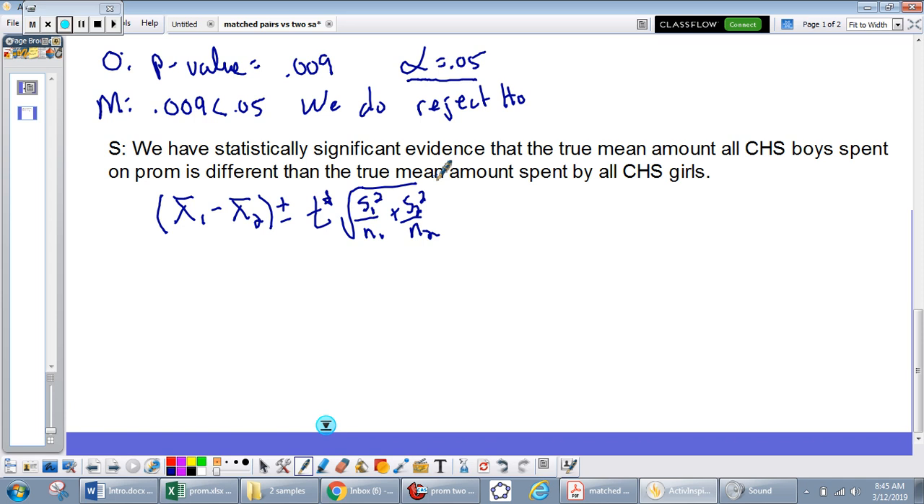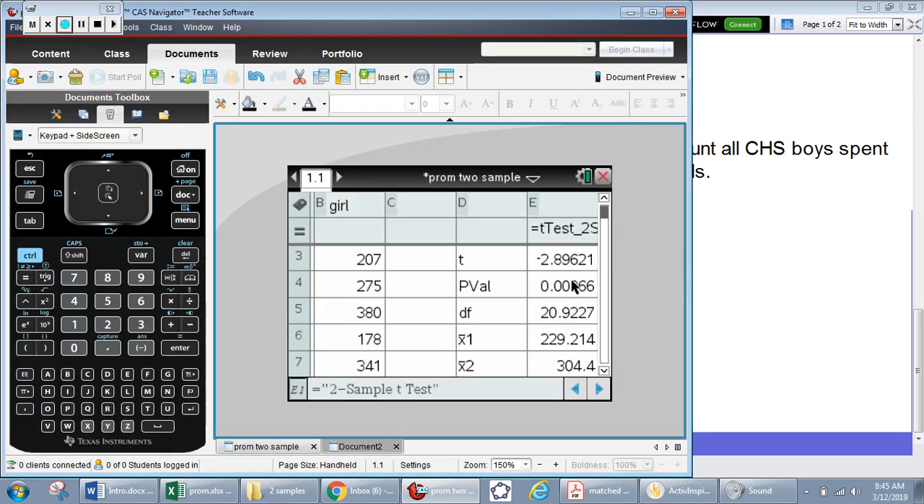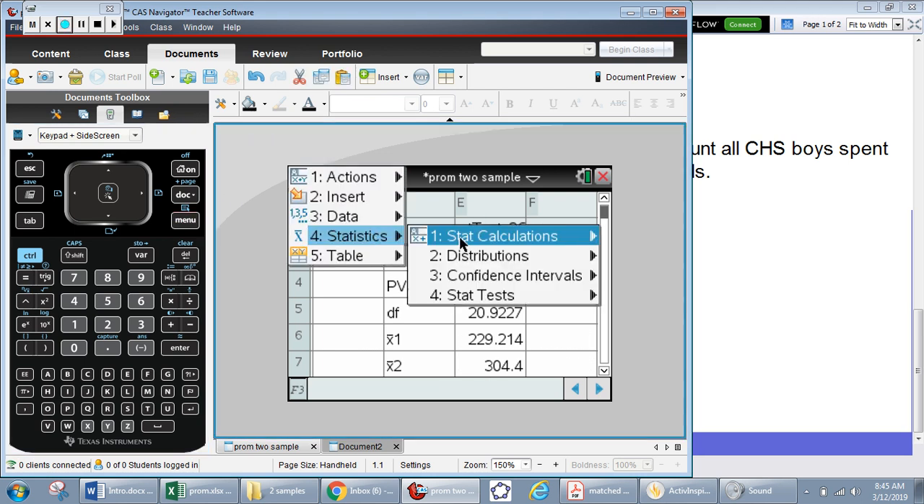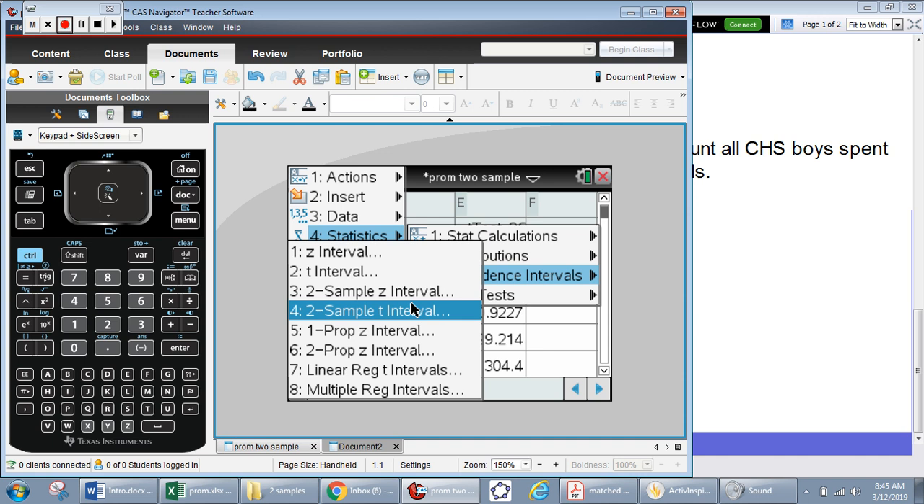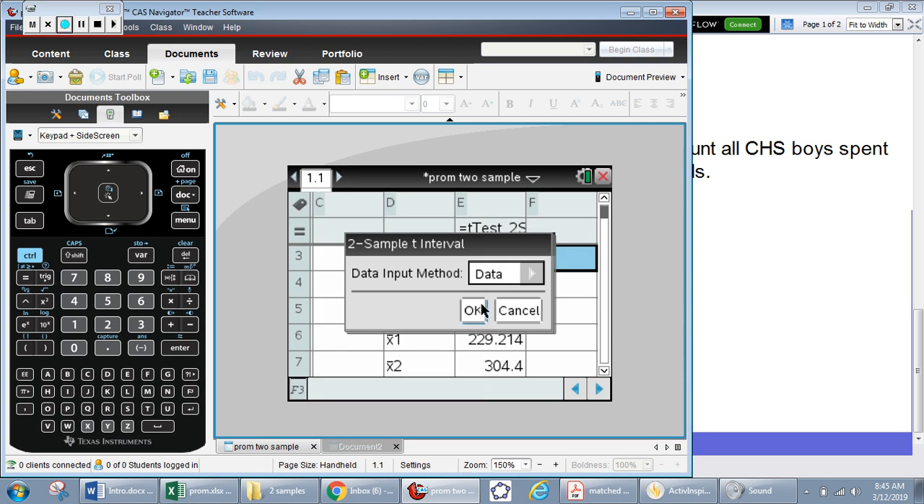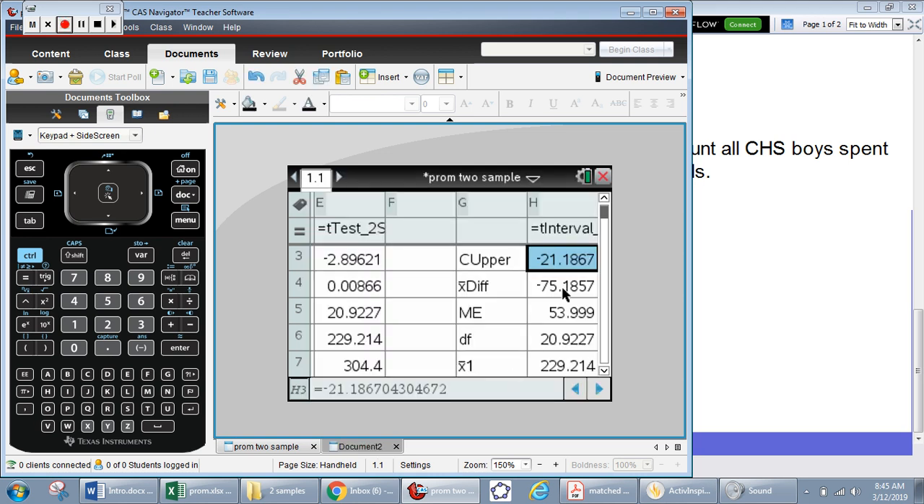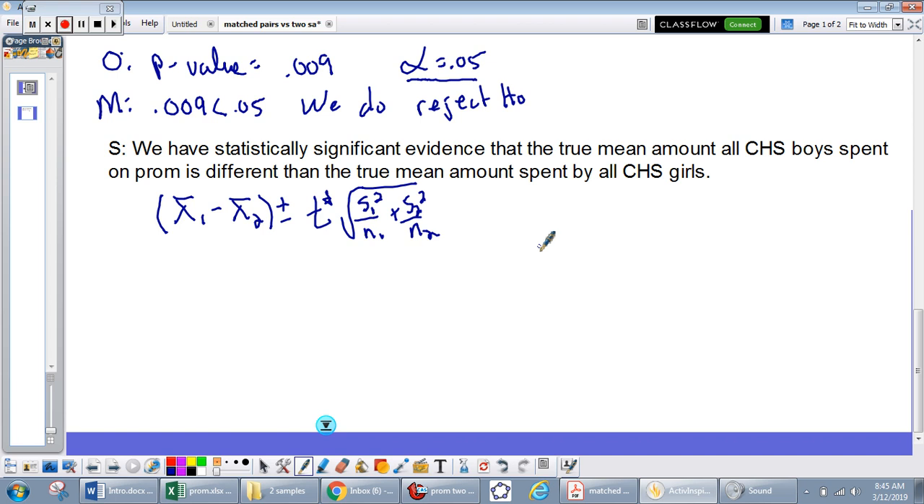Okay, and again, we could go back and fill this in, but I'm just going to go to my calculator and run this. So I'm just going to slide over 1 because we already did all the work. So menu, stat, confidence intervals, 2 sample t. Okay, we've got the data. Boy, girl. Alpha is 0.05, two-sided, so we use a confidence level of 0.95. And here we go. So it's negative 129 to negative 21.